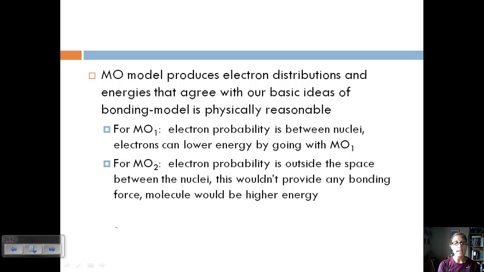For MO sub 2, or the anti-bonding, the electron probability is outside the space between the nuclei, and it's not going to provide any bonding force, and it's going to make it higher energy, so they're not going to want to go there.